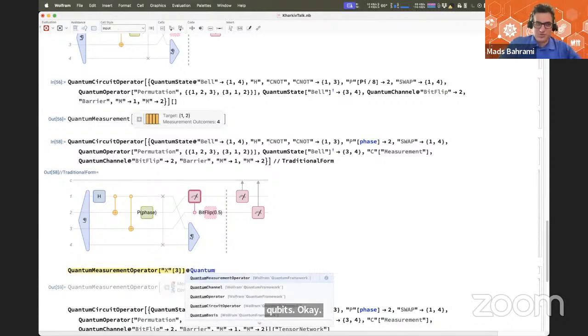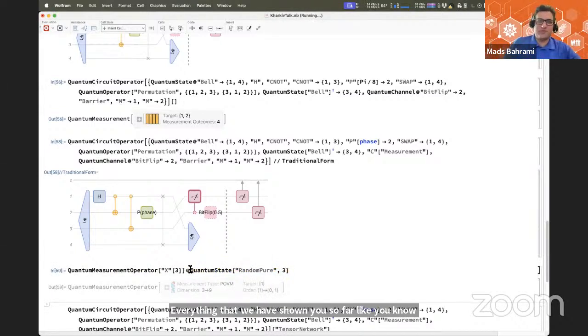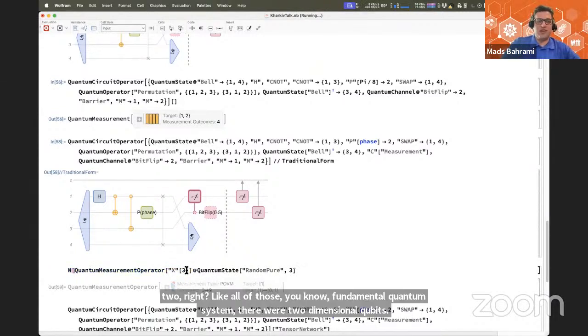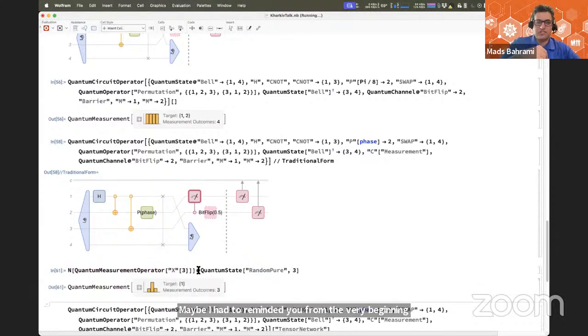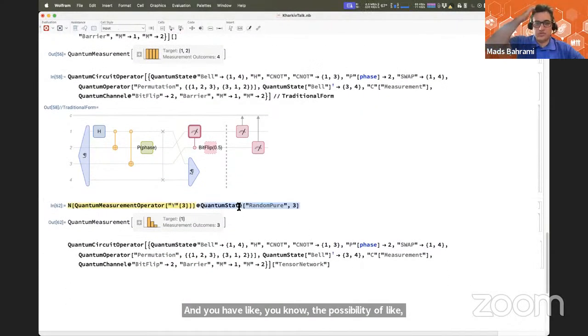Everything that we have shown you so far was happening in dimension 2, right? All of those fundamental quantum systems were two-dimensional qubits. Maybe I should have reminded you from the very beginning. In the Wolfram Quantum Framework, there is no need to say that everything should be in dimension 2. The dimension of your system can be anything, and you have the possibility of generalizing everything to any dimension.